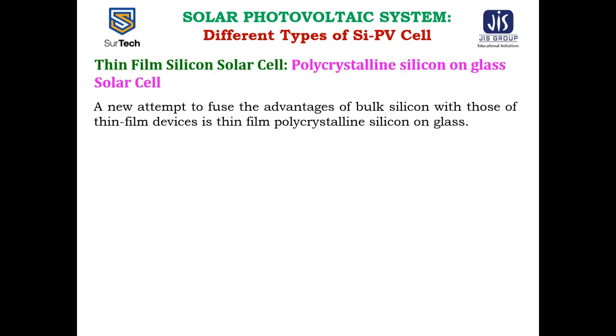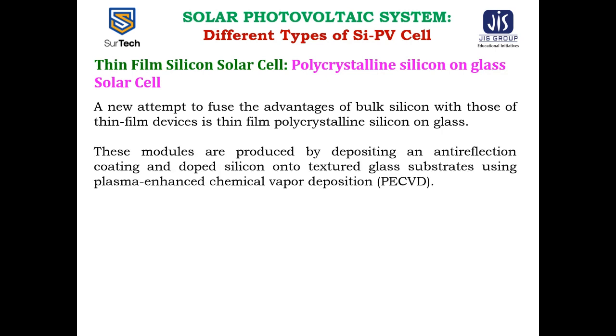A new attempt to fuse the advantages of the bulk silicon with those of the thin film devices is thin film polycrystalline silicon on glass. This is another type of silicon based thin film solar cell. These modules are produced by depositing an anti-reflection coating and doped silicon onto the textured glass substrates using the plasma enhanced chemical vapor deposition, that is PECVD.